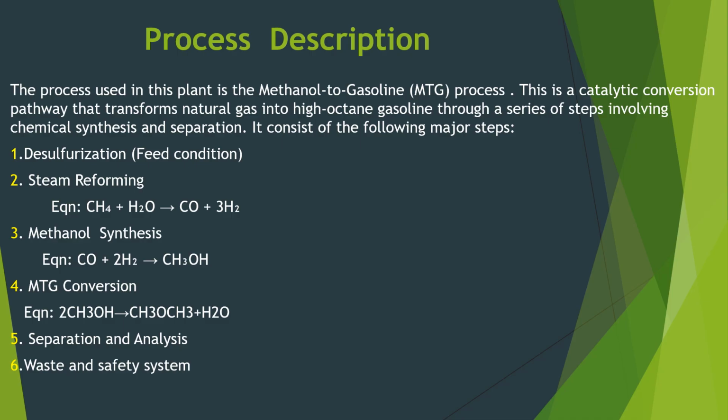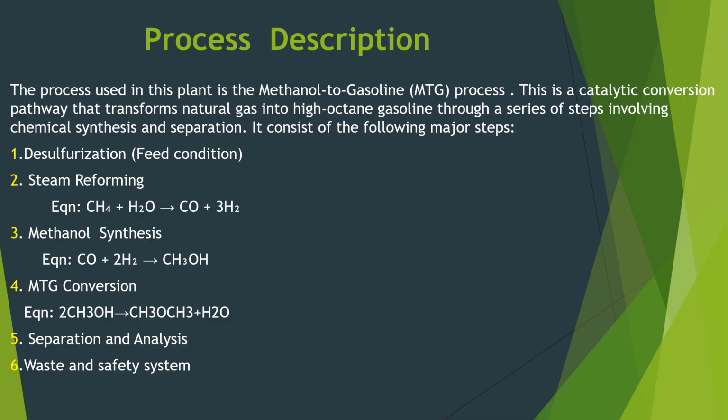The process used in this plant is the methanol to gasoline process, and this is a catalytic conversion pathway that transforms natural gas into high-octane gasoline through a series of steps involving chemical synthesis and separation. It consists of the following major steps. 1. Desulfurization. In this process, natural gas is pre-treated to remove sulfur compounds that can poison downstream catalysts.